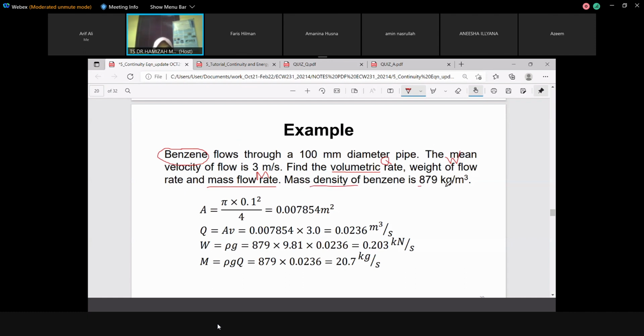Okay, so area here is referring to cross-section area. So cross-section area of the pipe. Cross-section ni maksudnya bila kita cut the pipe from the one point ni, you akan nampak in a circle shape. So we use the formula of circles, pi d squared over 4. Okay, and then just substitute into the formula, you get the flow rate, weight flow rate and also mass flow rate. So ni senang je lah.